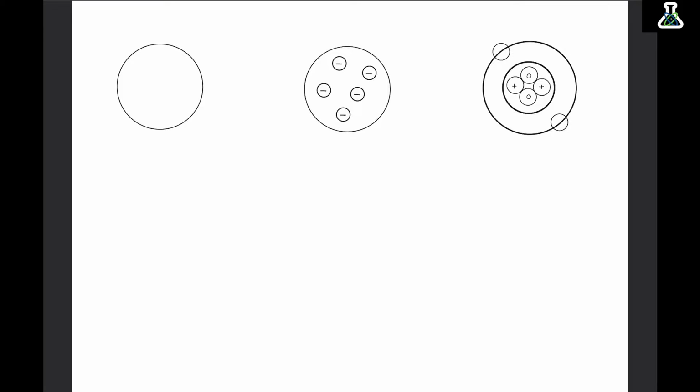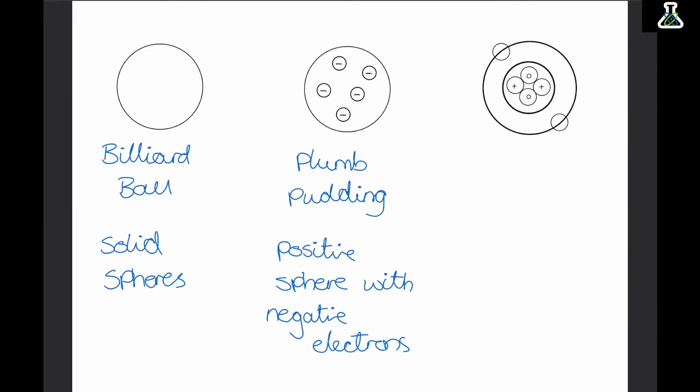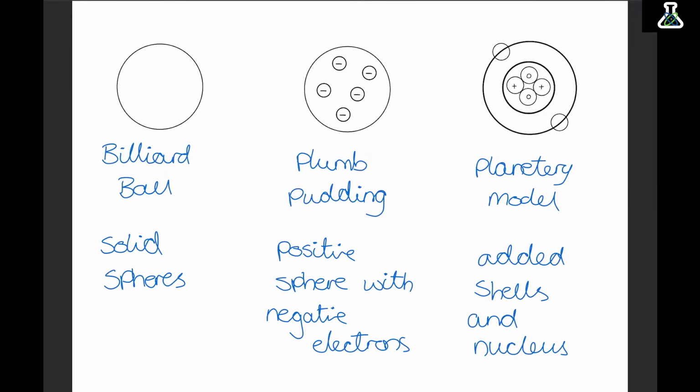Now over time, different scientists have had different ideas about the atom. One of the earliest models of the atom was Dalton's billiard ball, and he said that atoms were solid spheres making up everything around us. J.J. Thomson then created the plum pudding model, and he said that atoms were a positive sphere with negative electrons. And then we have the model that we use today, and this is Rutherford's planetary model, and he added the shells and the nucleus. So these are the three main models of the atom that you need to know.